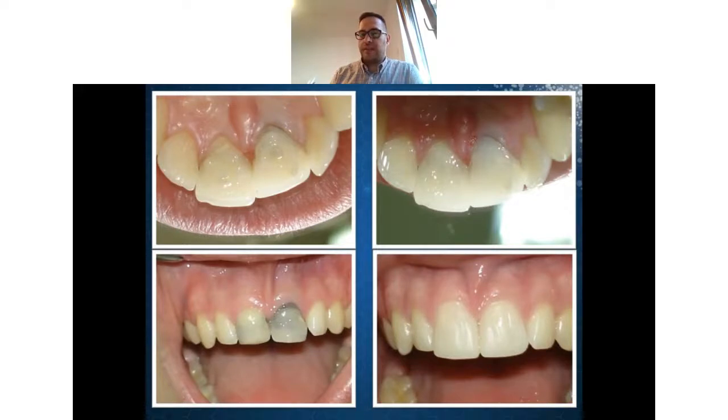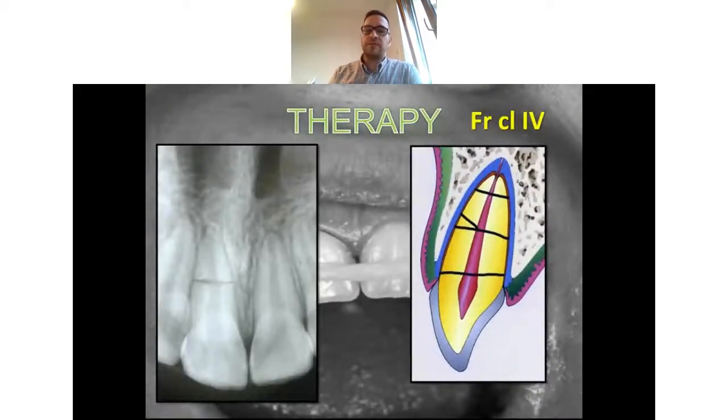This guy is actually still holding on to his buildups. He still doesn't have crowns. He didn't want prosthetics because he was satisfied with his composite buildups.